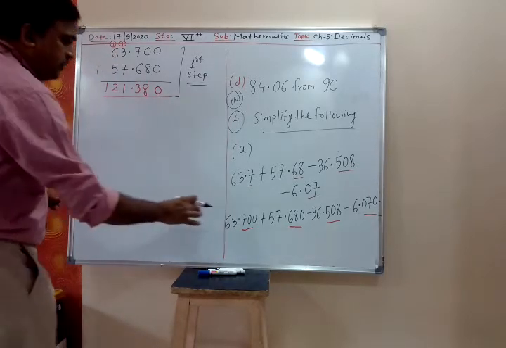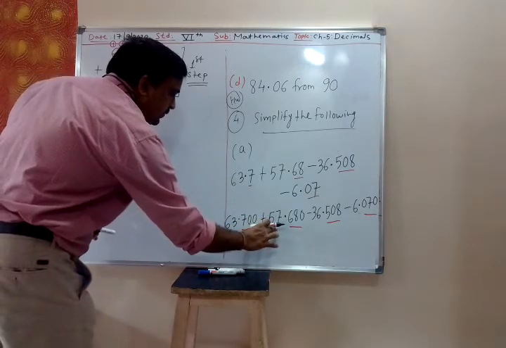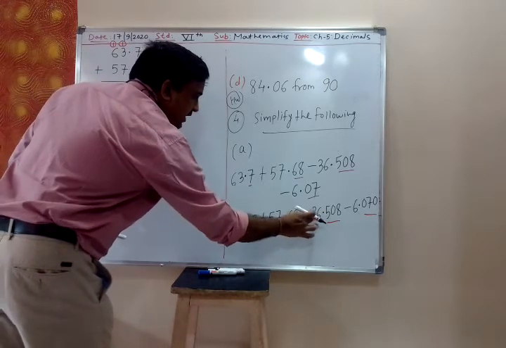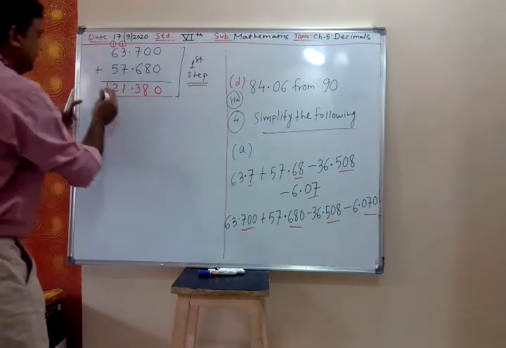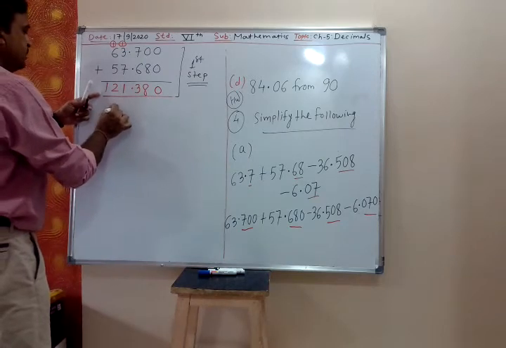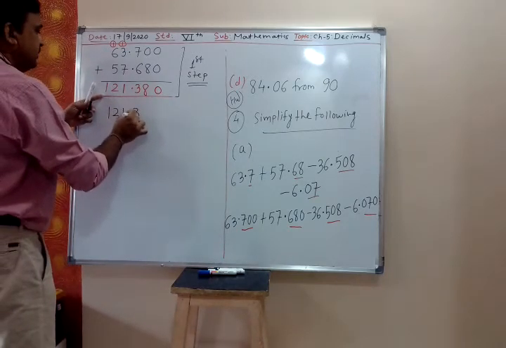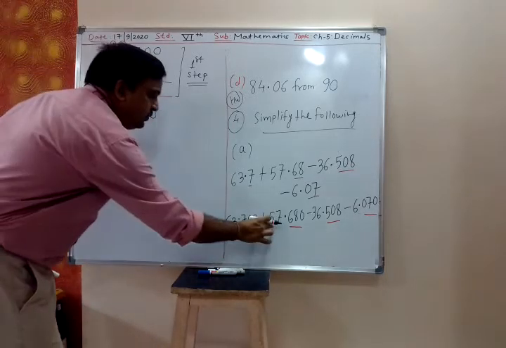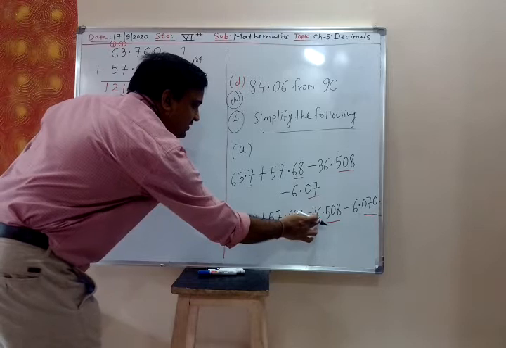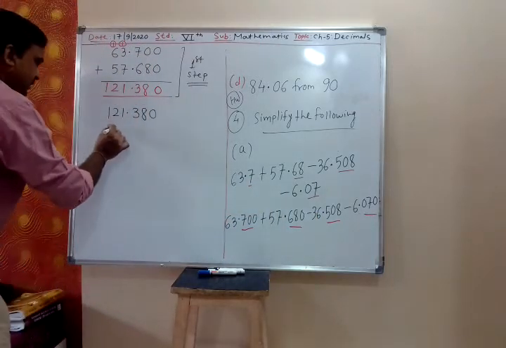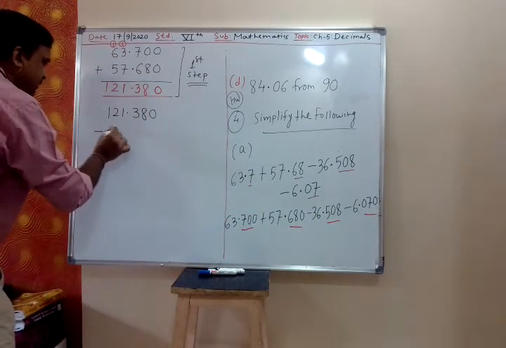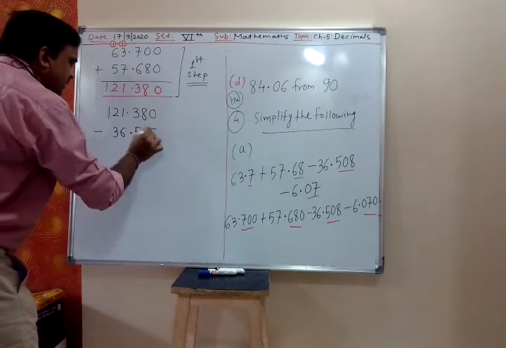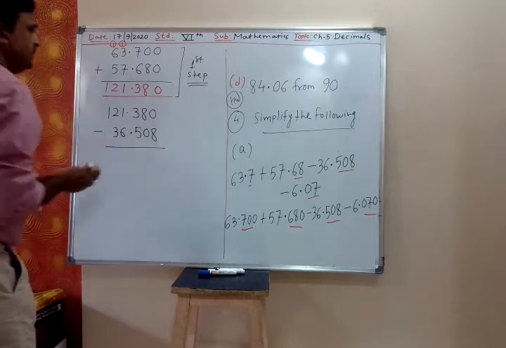Now from total of these two, I have to subtract. Minus means subtract this. So total of these two is 121.380. Now I have to subtract this: 36.508. You have to subtract 36.508.